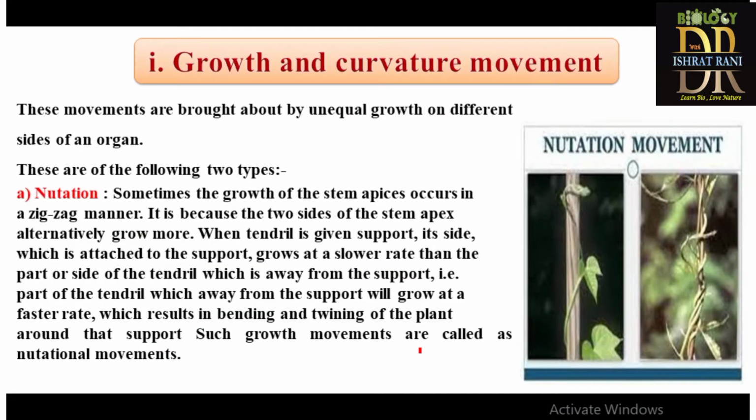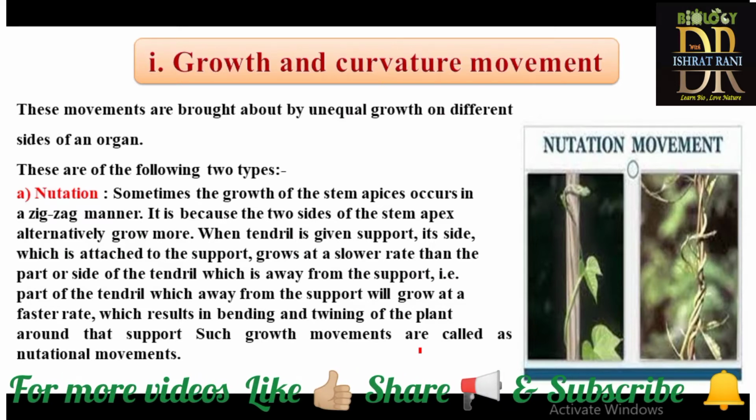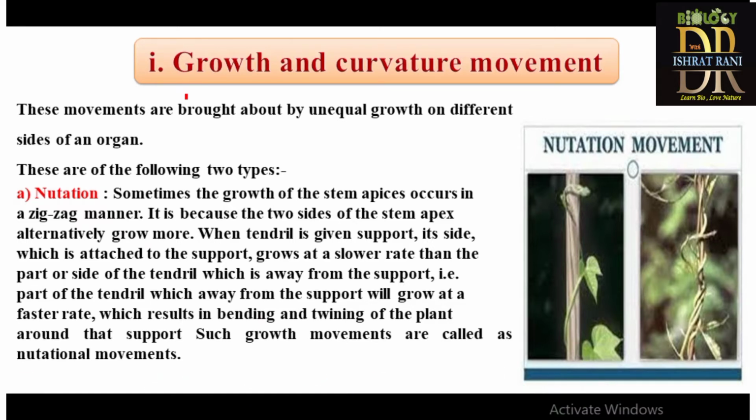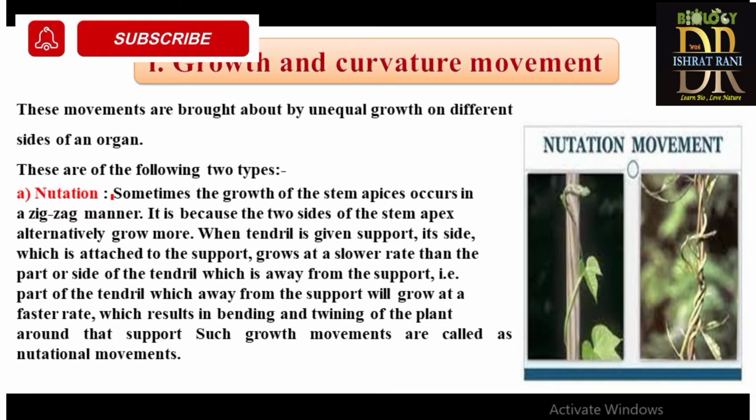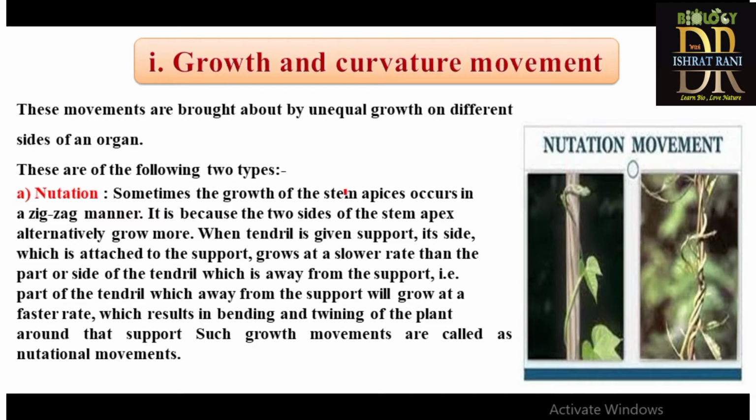So the first one is growth and curvature movement. What do we mean by growth and curvature movement? This is in their growth. So these movements are brought about due to unequal growth or different size of organs. For example, we have nutation. Nutation is the movement in which the axis of the stem moves in a zigzag manner.